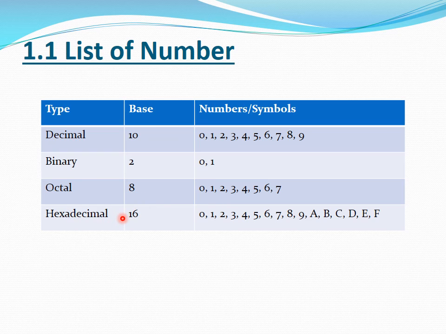And hexadecimal numbers. Base is 16. Numbers or symbols 0 to 9 and A, B, C, D, E, F. Therefore, 0, 1, 2, 3, 4, 5, 6, 7, 8, 9 and then 10 is indicated as A, 11 is B, 12 is C, 13 is D, 14 is E, 15 is F. Therefore, as the base is 16, the total countable numbers and symbols are 16.